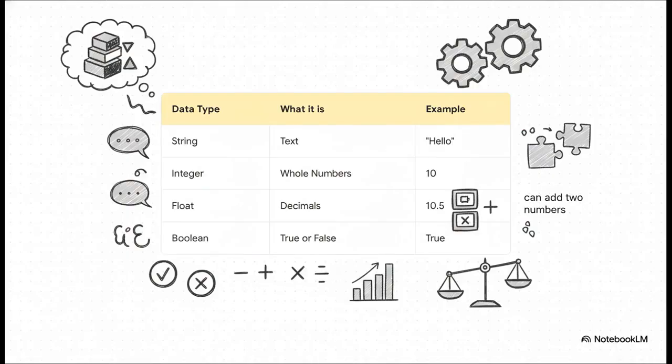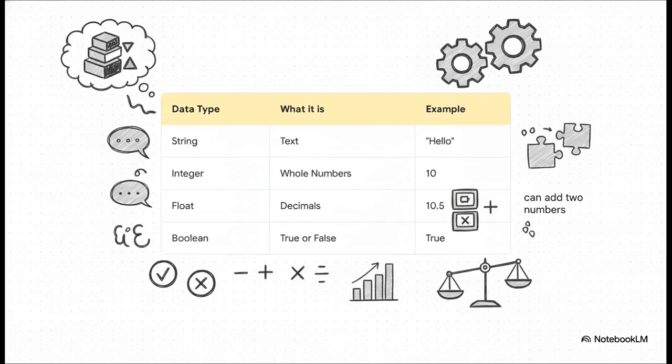Now, it's not enough to just have a box. The computer also needs to know what kind of stuff is in the box. We call these data types. A string is just plain text. An integer is a whole number, no decimals. A float is a number with a decimal.